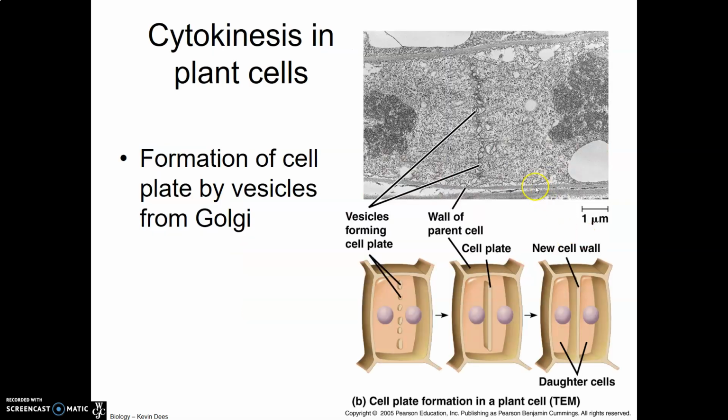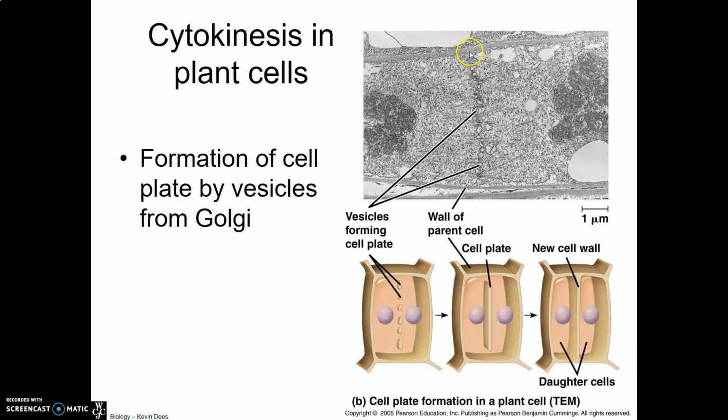And if we look at this in a diagrammatic view here at the bottom, we can see that vesicles from the Golgi complex will align themselves and congregate here, forming this cell plate. Not only does the cell plate, as it grows across splitting the cells during cytokinesis, produce new cell membrane, it will also produce the basic components like cellulose to form the cell wall.